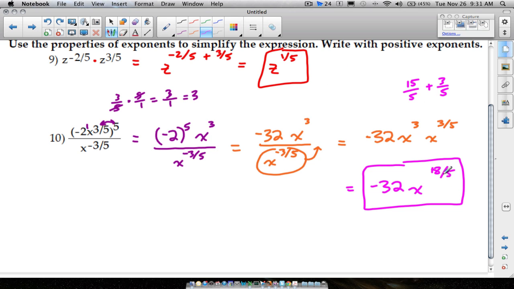Now, you might say, well, 5 goes into 18, but we don't have to convert this to radical expressions, and we don't have to write this. By all means, please do not write that as a mixed number. Leave it alone. All right, on to number 11.